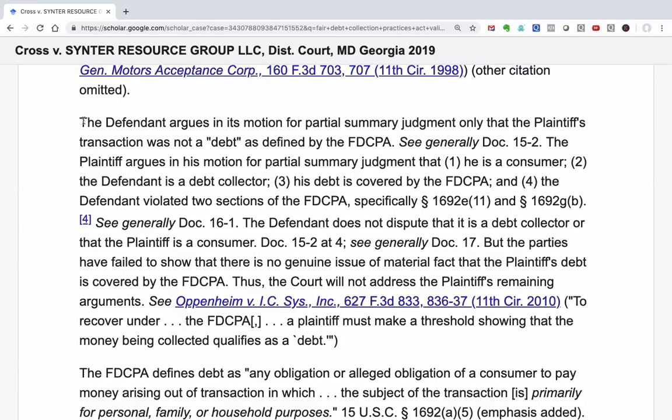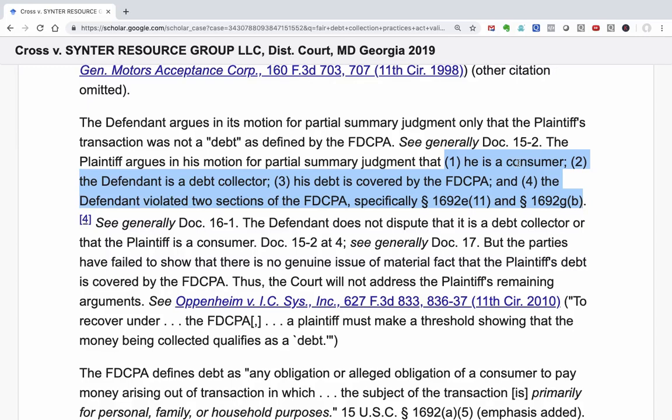And here's what the defendant argues. He doesn't argue that we're not a debt collector or that the plaintiff's not a consumer. Instead, the defendant simply says, this is not a debt as defined by the FDCPA. And the plaintiff says, no, I meet all the elements. You'll notice the plaintiff actually lists 4 elements. Again, you can break this down into 4 or 3.